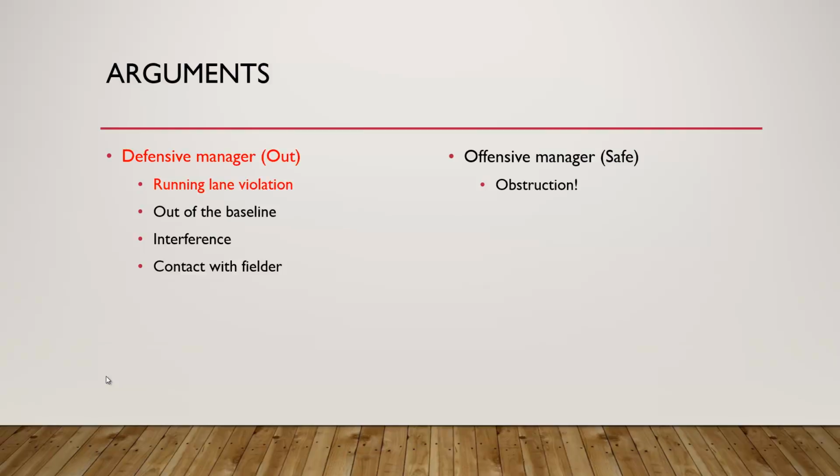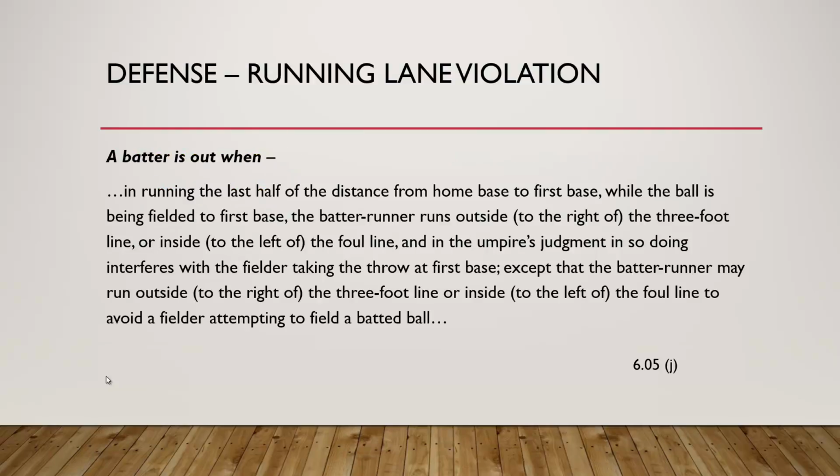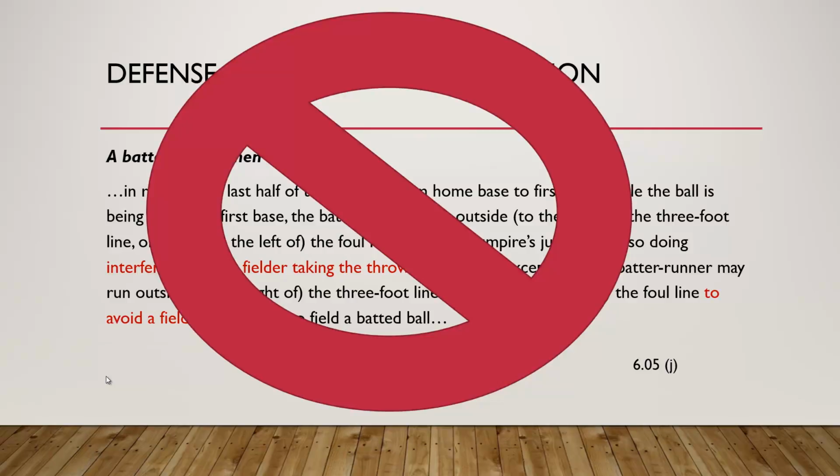First off, let's talk about the running lane violation. A batter is out when, in running the last half of the distance from home base to first base, while the ball is being fielded to first base, the batter runner runs outside or inside. Blah, blah, blah. In so doing, interferes with the fielder taking the throw at first base. Okay? However, you can't avoid a fielder. Well, we got a couple things going on. Was there a throw to first base? No. Did he avoid the fielder? No. So we've got no running lane violation here. Let's look at the next thing.